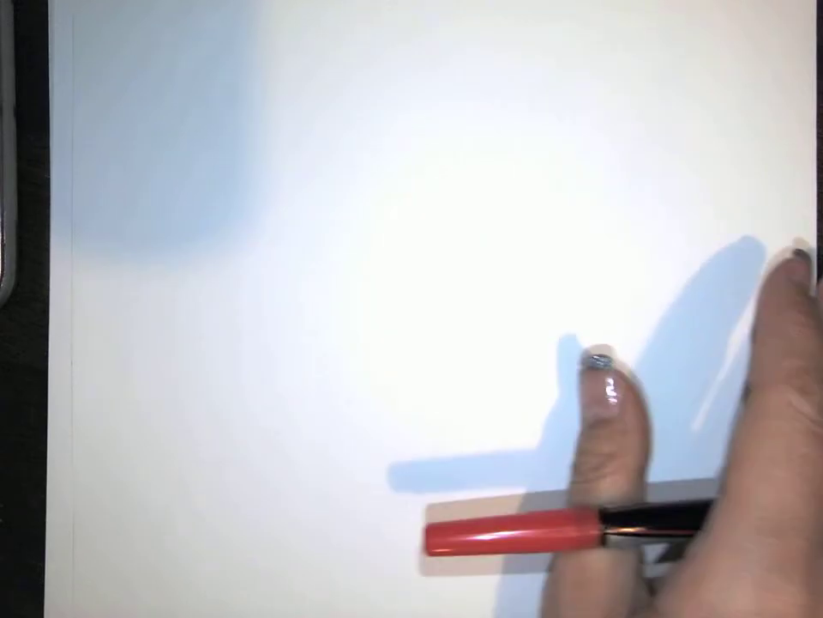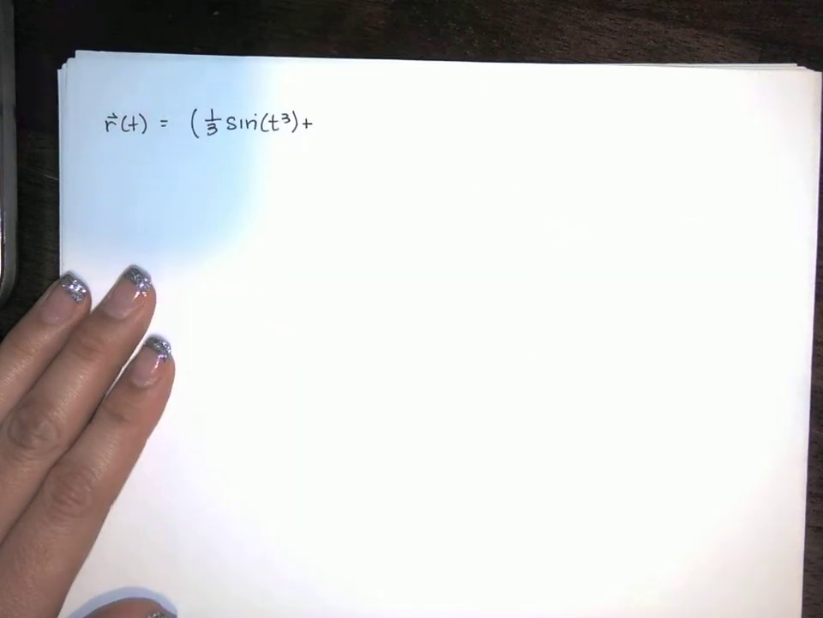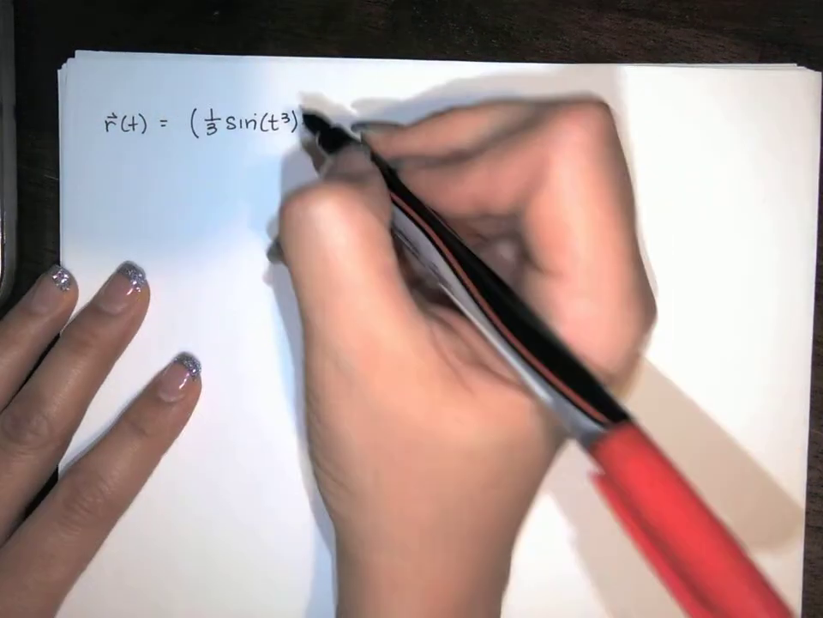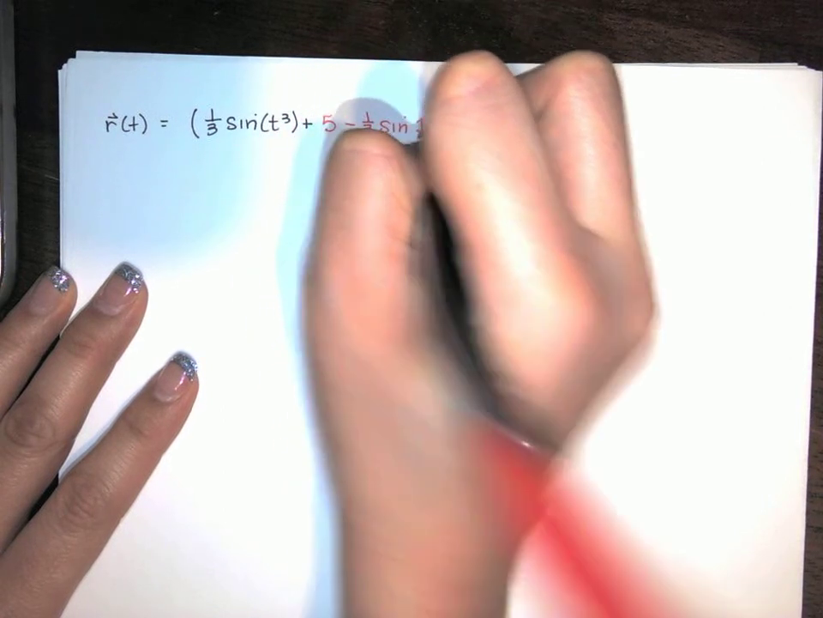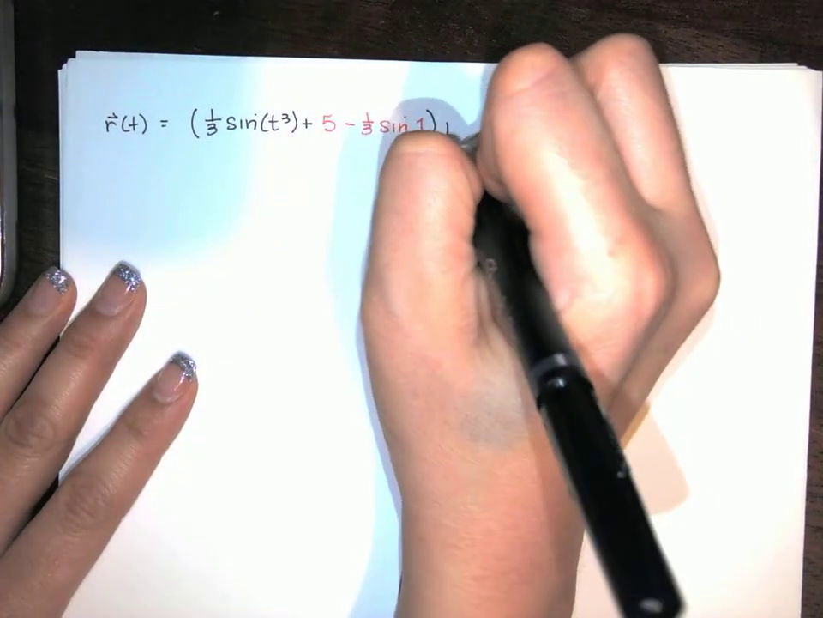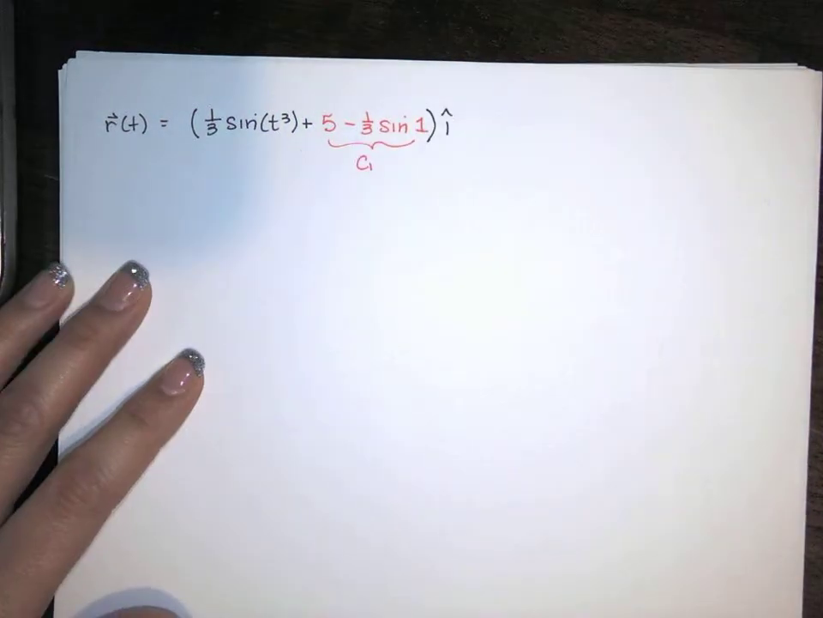All right, almost done. This one's really long looking. Might even use standard unit vectors to write it because it's so long. So r of t is equal to 1/3 sine of t cubed plus C1, and C1 turned out to be 5 minus 1/3 sine of 1. All of this is multiplied by i hat. So this is just me substituting in C1.